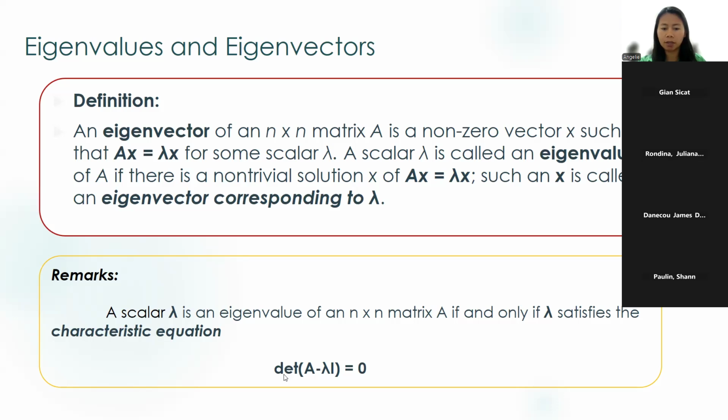So we have here a determinant. So that here refers to the determinant of the given matrix A minus lambda, which is the eigenvalue, times the identity matrix. So this determinant of matrix A minus lambda times the identity matrix is equal to 0. If this is satisfied, then your scalar is correct, meaning your lambda is correct, as well as your eigenvector.